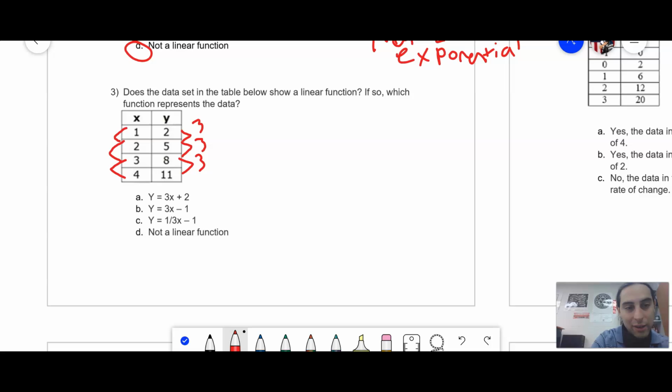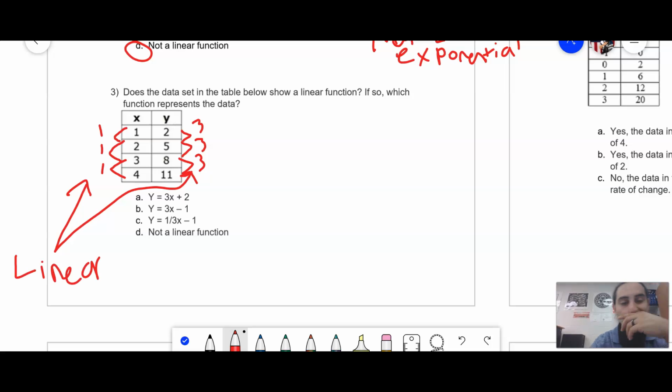On the x side, 1 up to 2 is 1. 2 up to 3 is 1. 3 up to 4 is 1. Okay, so this is linear. Okay, as long as those common differences are the same all the way down, that's linear. Great. So D is wrong. So now A, B, or C.